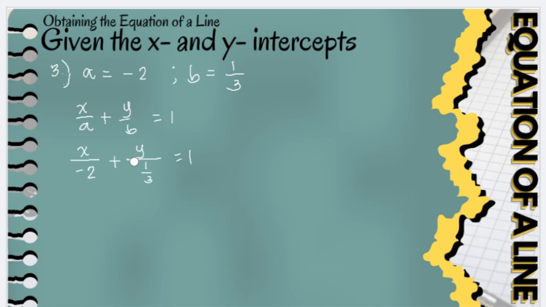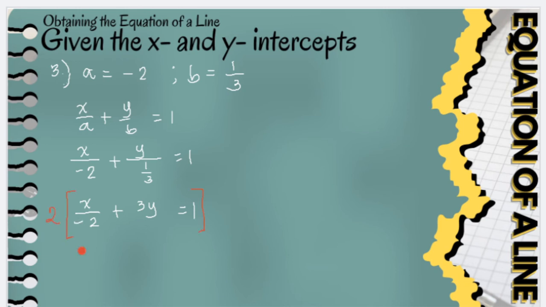So that will be x over negative 2 plus, di ba sabi natin, yung 3, mapapapunta na siya sa numerator. So, that will be 3y over 1. So, hindi na natin kailangan ilagay yung denominator na 1. And that is equal to 1. Okay? And then, to remove our denominator na 2, we multiply, diba, each term by 2 or negative 2. So, pwede yun, kahit alin, okay?